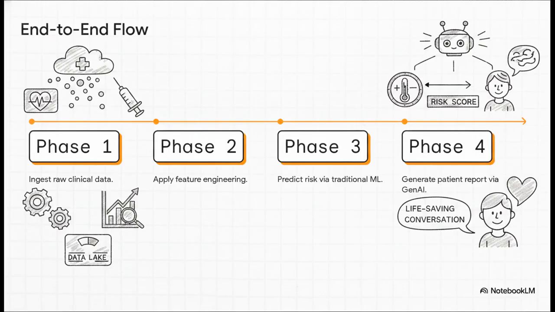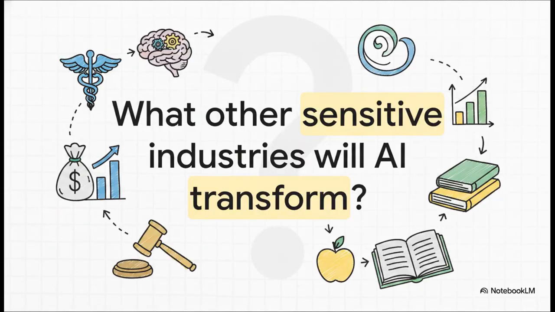And finally, Phase 4. That dry numeric risk score is passed over to a generative AI model, which instantly drafts a warm, clear, natural language report for the patient. Just like that, raw data becomes a life-saving conversation. It is absolutely staggering to see how these distinct AI tools, traditional ML for rigid precision and GenAI for human communication, can synergize to solve massive real-world problems.